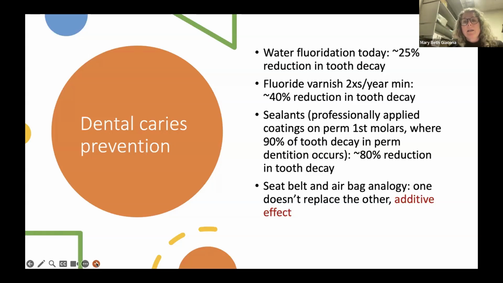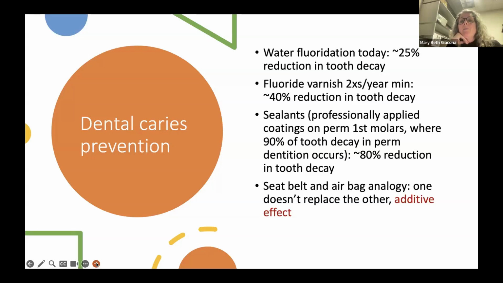And sealants, which I'm not going to go into because they're not really related to fluoride, but basically they're professionally applied resin coatings over those deep grooves and fissures on permanent molars. These are sites where about 90% of tooth decay in the permanent dentition occurs. Well, sealants can reduce tooth decay by about 80%. So that's probably our most effective weapon against tooth decay.